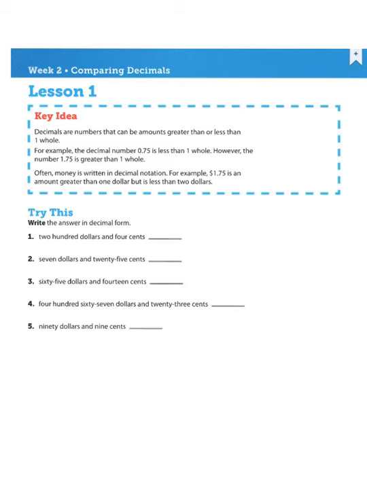All right, in level H, unit 1, week 2, we're going to start talking about decimals and comparing decimals. So your key idea says decimals are numbers that can be amounts greater than or less than one whole. For example, the decimal number 0.75 is less than one whole. However, the number 1.75 is greater than one whole. Often money is written in decimal notation.